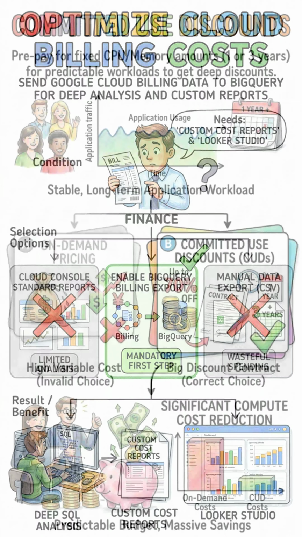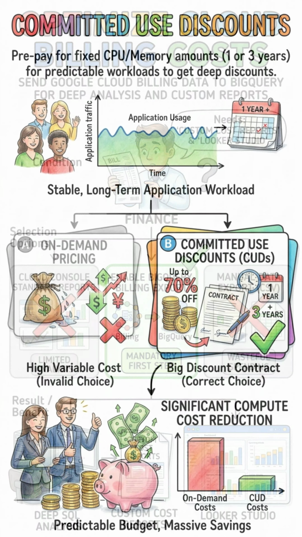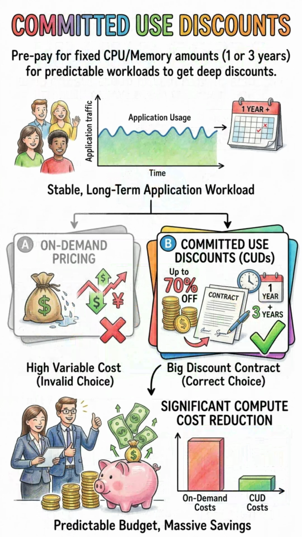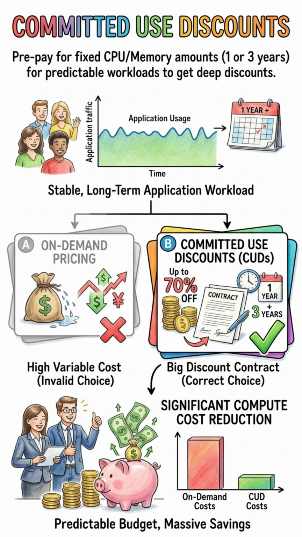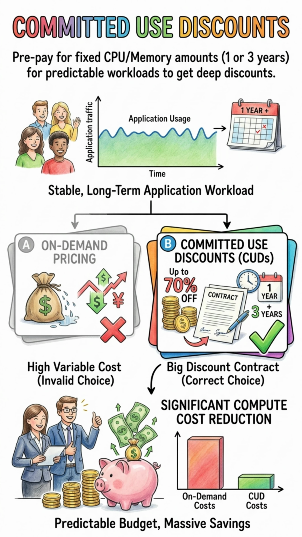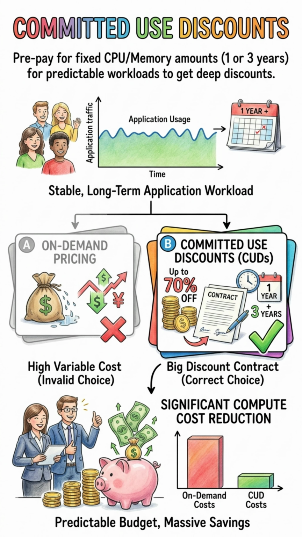To significantly reduce compute costs for predictable and long-term workloads, you should proactively purchase committed use discounts. By committing to pay for a specific amount of CPU and memory for either 1 or 3 years, you receive a massive discount compared to standard on-demand pricing. The exam often features scenarios where an application has a stable baseline of users, making a 1-year or 3-year commitment the most logical financial choice.